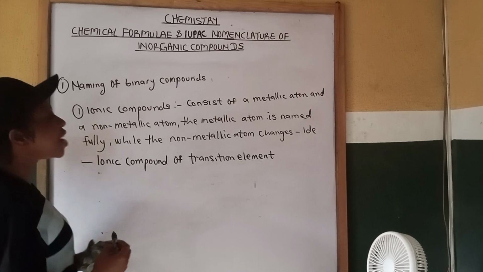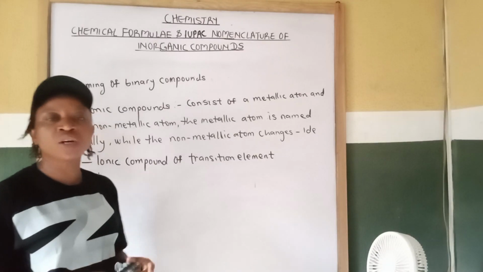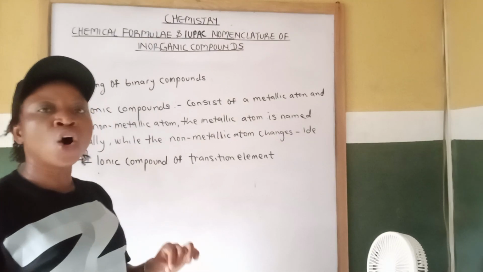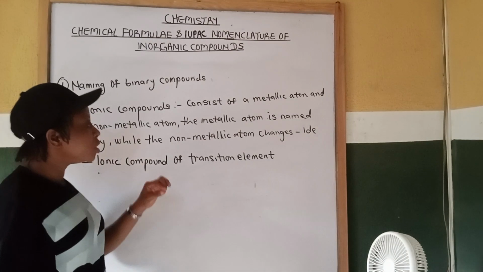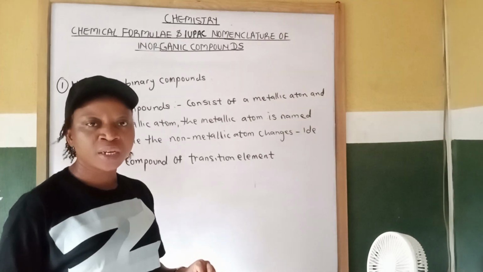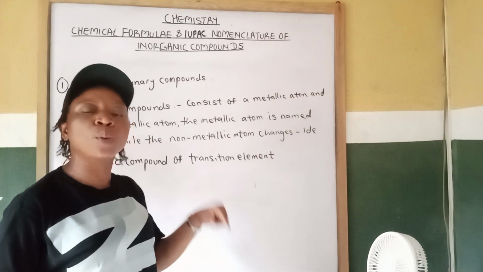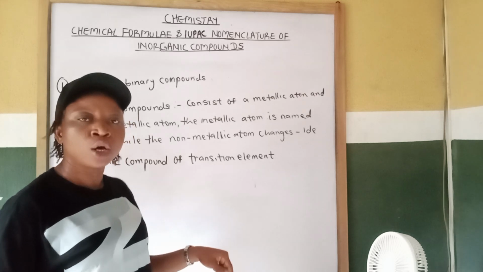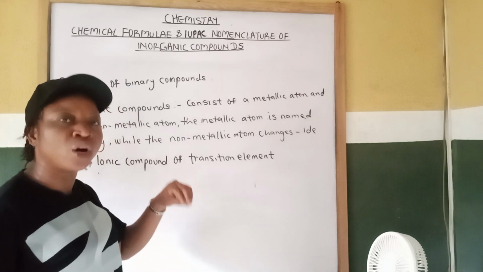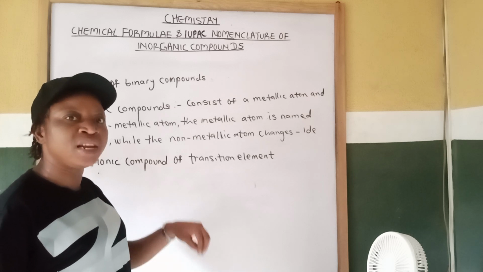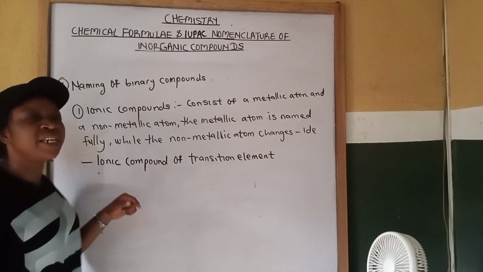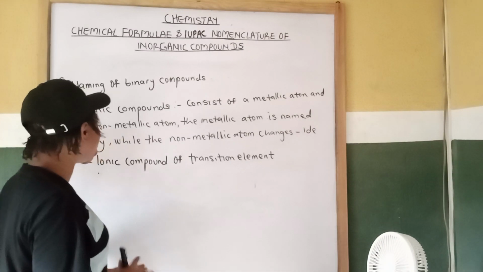So when you have a binary compound of transition elements, that consists of what? Of a transition element. The transition metal will be named fully, followed by the oxidation number of that transition element. The other element, which is a non-metal, changes to -ide, but you still name the oxidation number of that transition element.